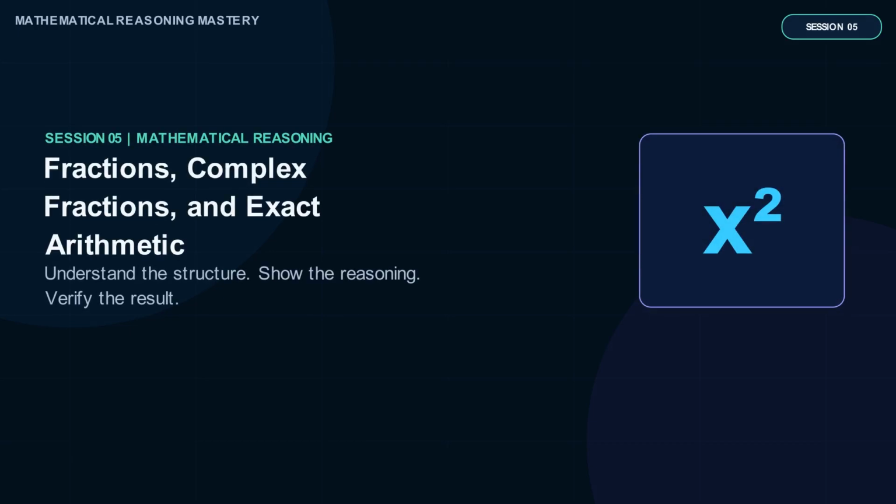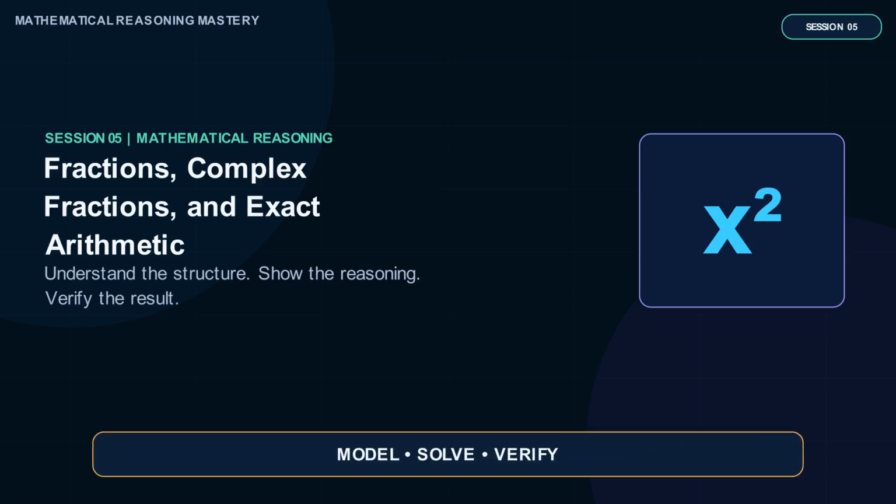Welcome to Session 5, Fractions, Complex Fractions, and Exact Arithmetic. This lesson develops mathematical reasoning that stays reliable when a problem looks unfamiliar. You will learn to preserve exact fraction structure, to simplify complex fractions, and to use magnitude as a check. These are connected habits, not isolated tricks. Keep a pencil ready. We will build a mental model, use a repeatable method, solve a demanding example, diagnose an error, and finish with an independent checkpoint.